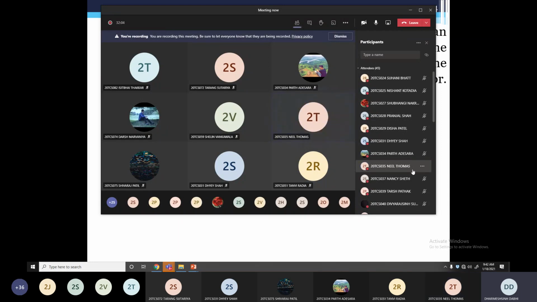Which equation do you use to calculate the value of R? P equals I square R. Yes, very good. P is equal to I square R. P is known, I is also known, so you can calculate R. Now, what is the value of C?